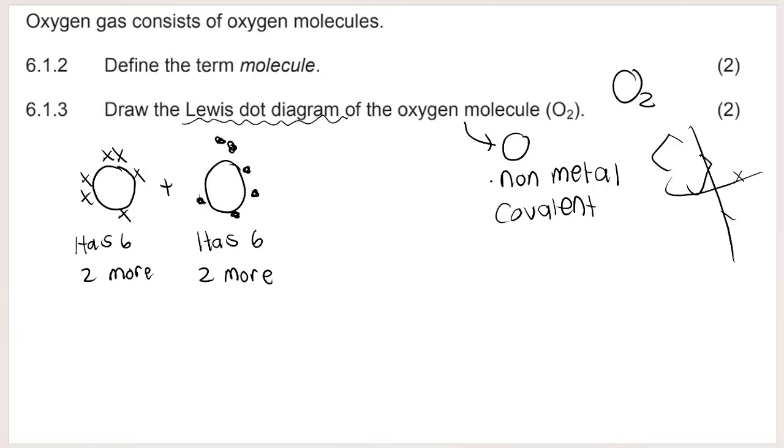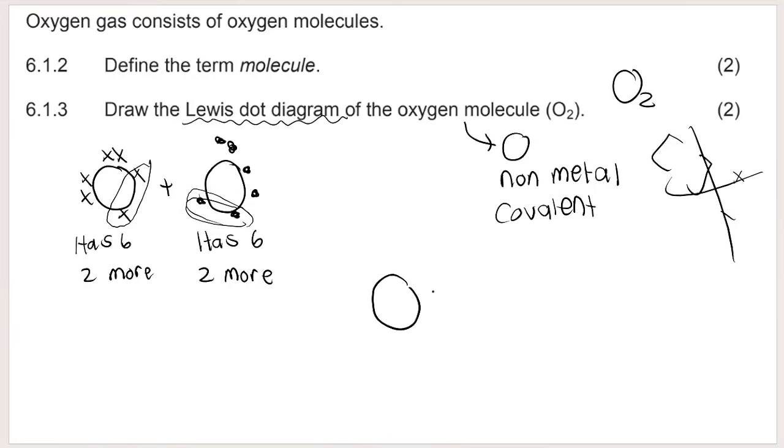Covalent bonding is all about sharing electrons, not transfer. So these 2 over here will be shared with this oxygen. These 2 over here will be shared with the oxygen on the left. So in other words, these 2 that aren't in a little pair at the moment will be pulled to the middle, and they're going to be shared with the respective other oxygens.